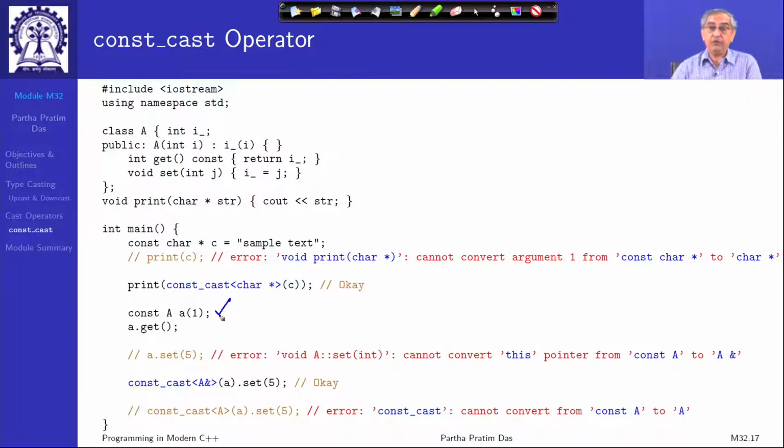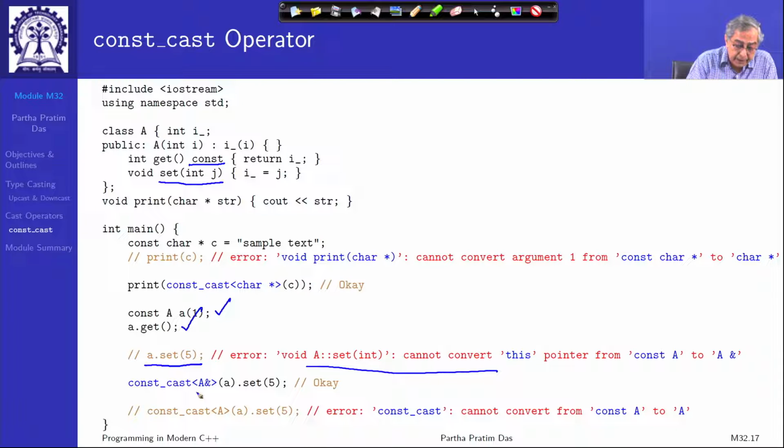Suppose I have defined a const object a. I do a dot get, that will work, because it is a const member function. If I do a dot set, it will give me an error, as it is supposed to, because set is a non-const member function, it can change my object. So, validly I will get an error. But if I want to force that, it may be the case, but I want this non-const member function to be called, what do I need to do? I need to take away the constness.